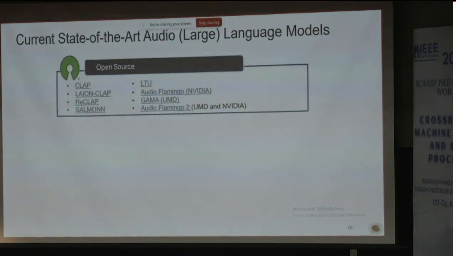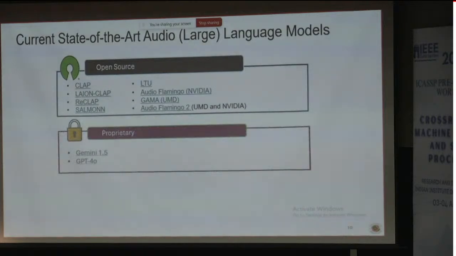There are a lot of people, like academics, who love open source. Yann LeCun loves open source. DeepSeek did a great job with open source. So these are open source models. There are some from our group, Gamma, and some from NVIDIA, Audio Flamingo. These are all open source models, which means you can get the code and do good research.